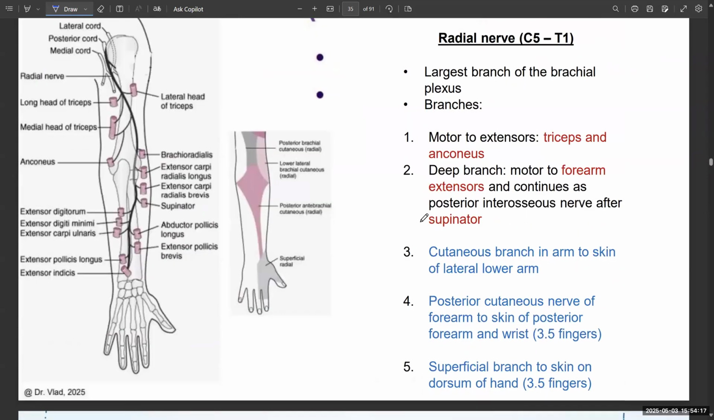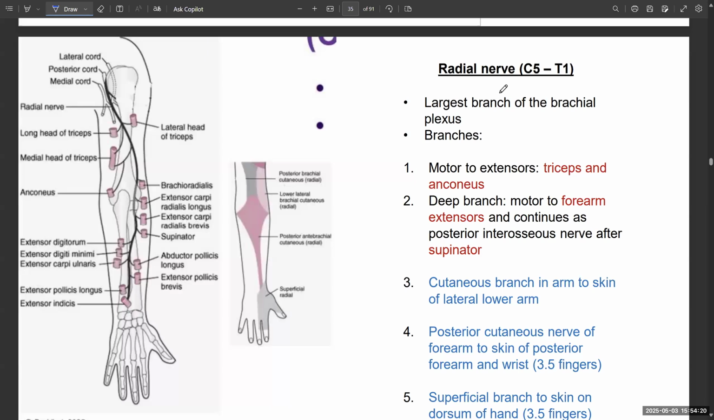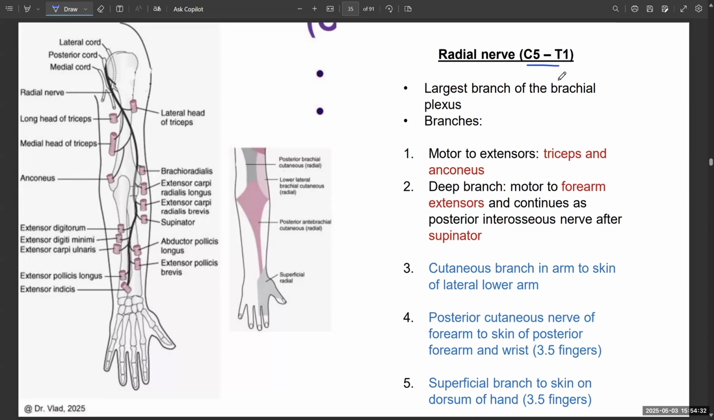Then we have the radial nerve, C5 to T1. If you recall, the posterior cord was a whole spectrum, C5 to T1. And the radial nerve is the biggest branch of the brachial plexus from the posterior cord. Since it is made up of posterior divisions, it is going to supply all the extensors. So we have motor to the extensors. In the arm, you have triceps and the anconeus. Triceps has 3 heads: the lateral head, the long head, and the medial head. Then you have the anconeus right here.